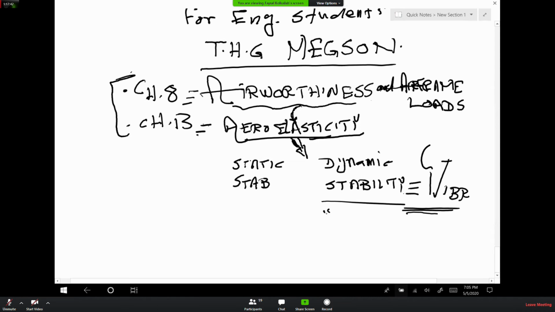and mainly we will be talking about flutter, which is really the merging of the aerodynamic forces with elasticity forces on an elastic structure, like the wing as an example.